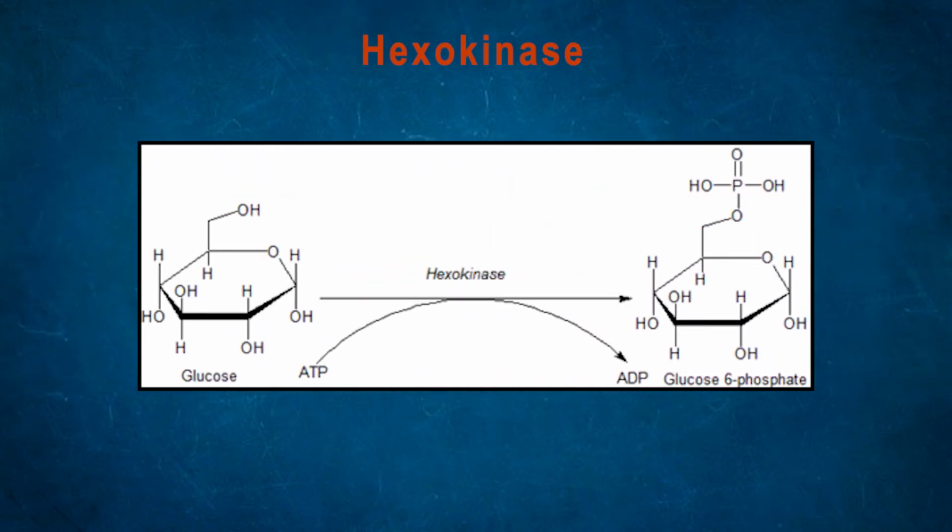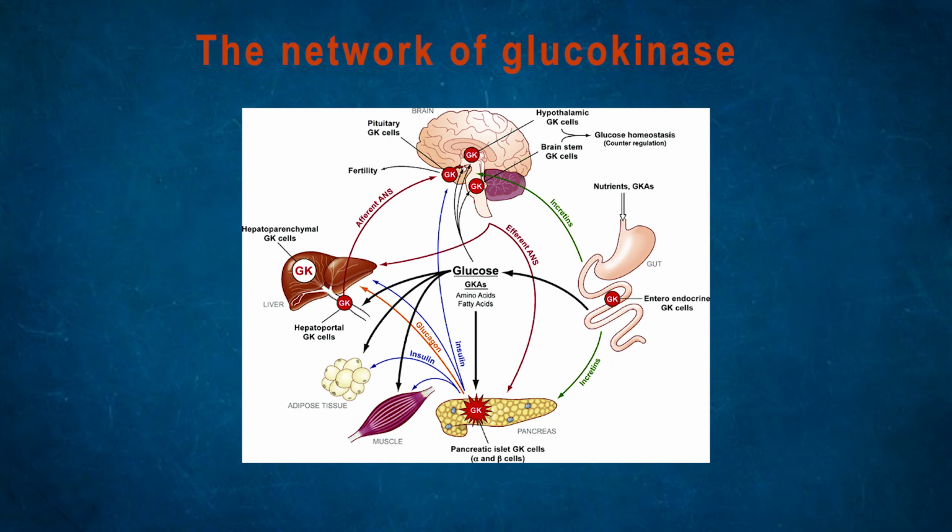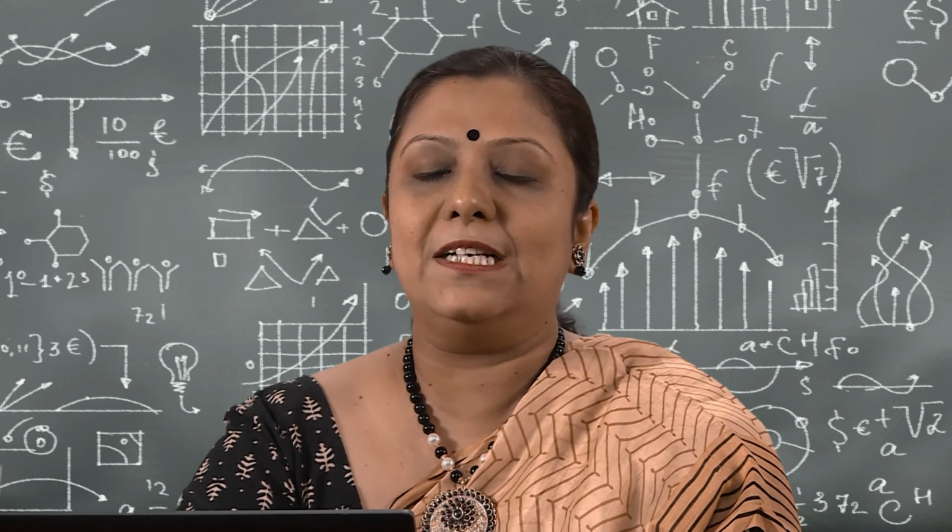We will talk about hexokinase, as well as glucokinase, which is also present. It is a subtype of hexokinase and found in humans. Glucokinase has a high affinity for glucose and is found only in the pancreas and liver, but hexokinase is found in all cells. Biological significance.